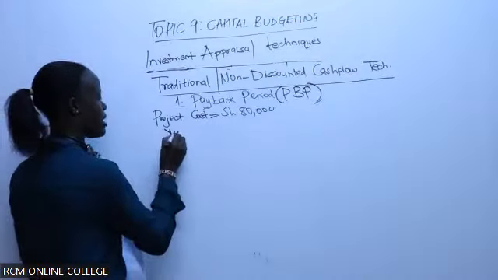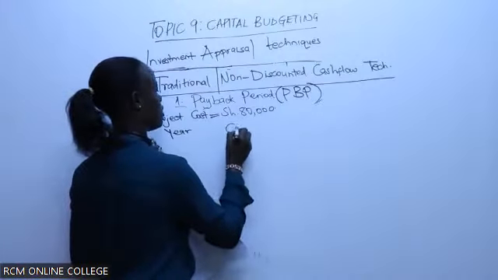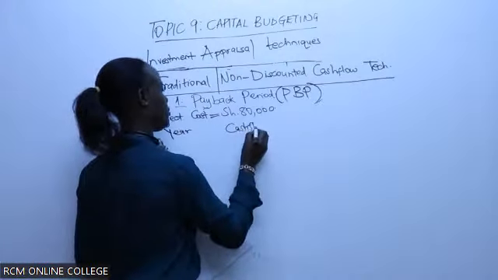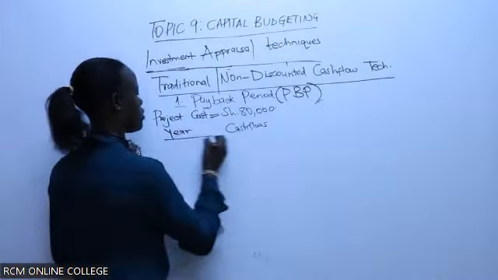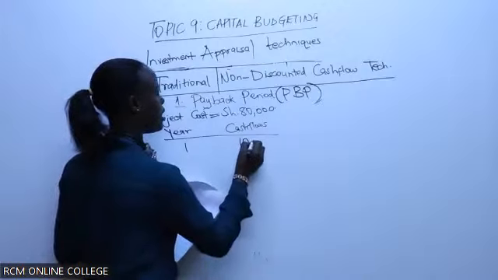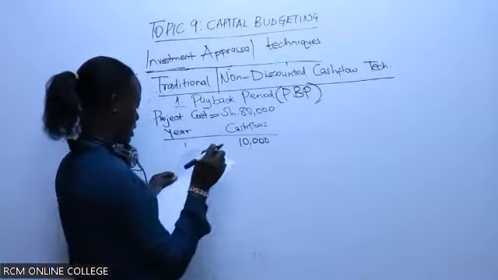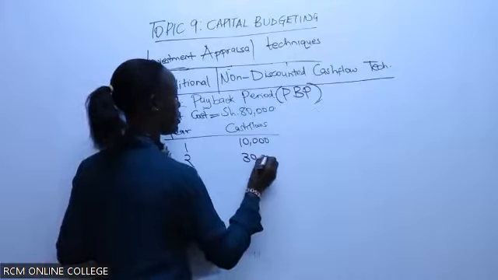So here we have the year. You can draw the table. We have the year and the cash flows. So we have 5 years. During the first year, we had a cash flow of 10,000 shillings. The second year, we had a cash flow of 30,000.